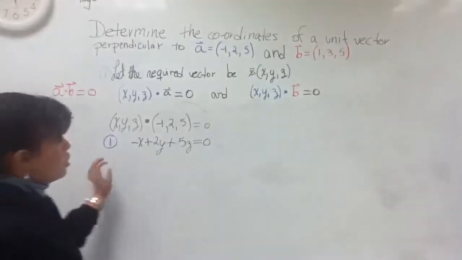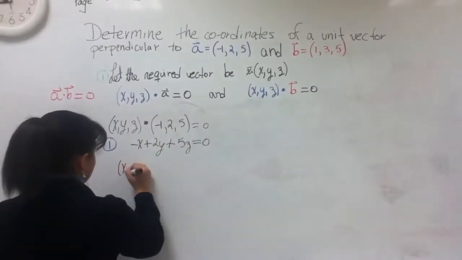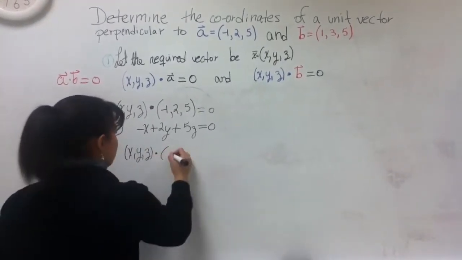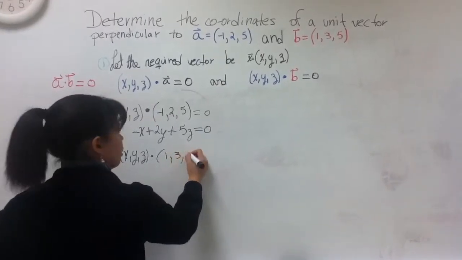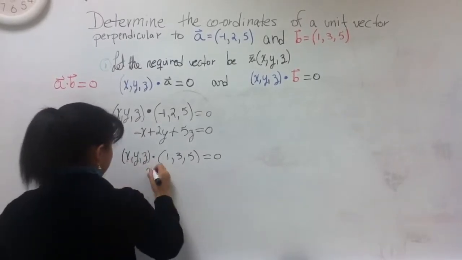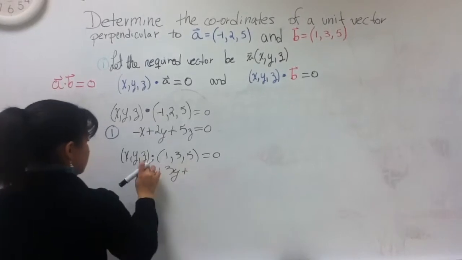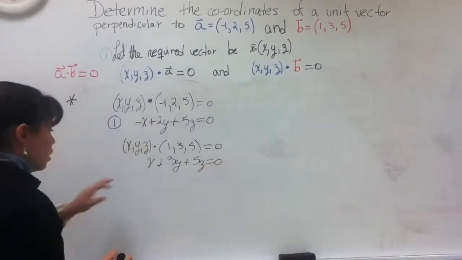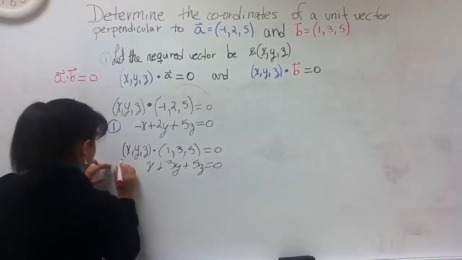Okay, now we're going to do (x, y, z) dot B. The coordinates for B are (1, 3, 5), so (x, y, z) dot (1, 3, 5) is equal to 0. So x times 1 is x, plus y times 3 is 3y, plus z times 5 is 5z, is equal to 0. Okay, so now we have our second equation.